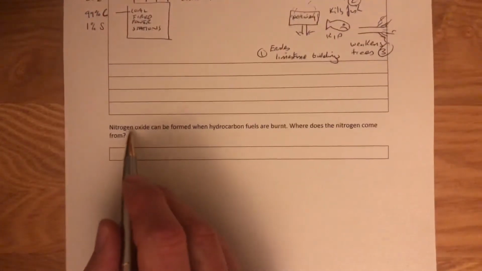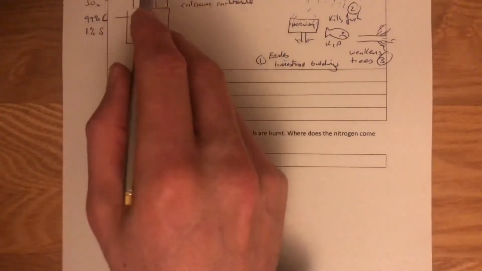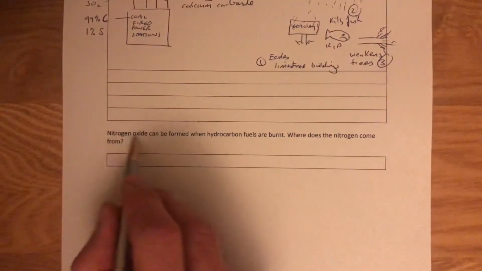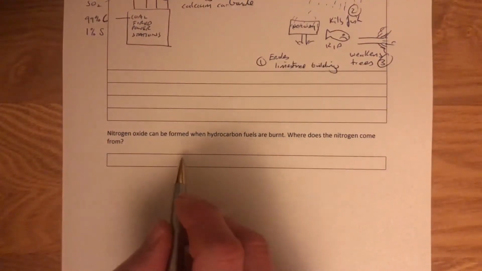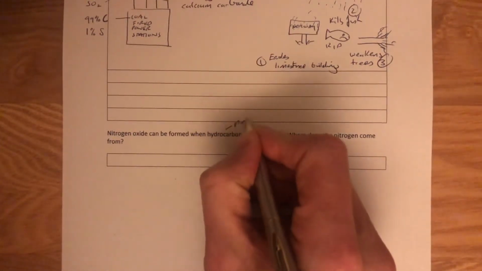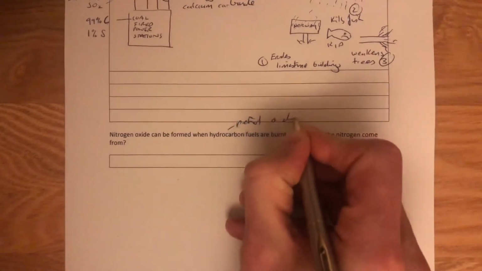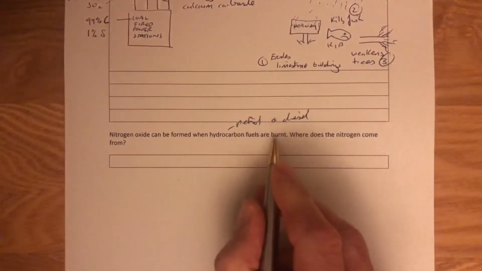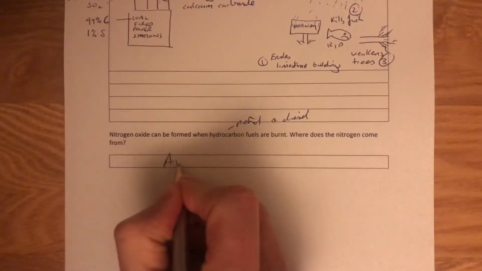Next way, nitrogen oxide can be formed. So sulfur oxides are one way acid rain is formed. Nitrogen oxides are formed in car engines. They can form in hydrocarbon fuels, petrol and diesel. Yes? Petrol and diesel are burnt. Where does the nitrogen come from? The answer is the air.